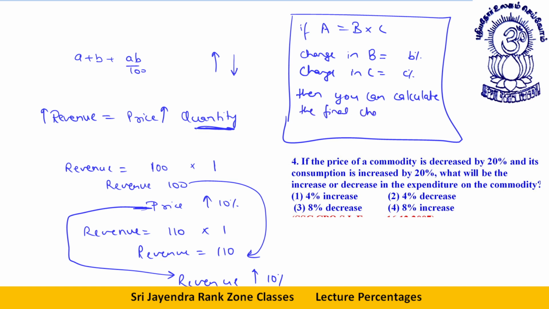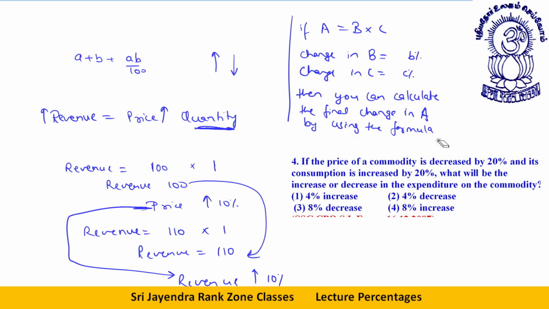the final change in A by using the formula: final change is equal to b plus c plus bc by 100. And in these questions, what is happening? It's getting 20%. So you can directly say final change is equal to minus x square by 100. This is the most common type of question asked in your exam based upon the percentage concept.